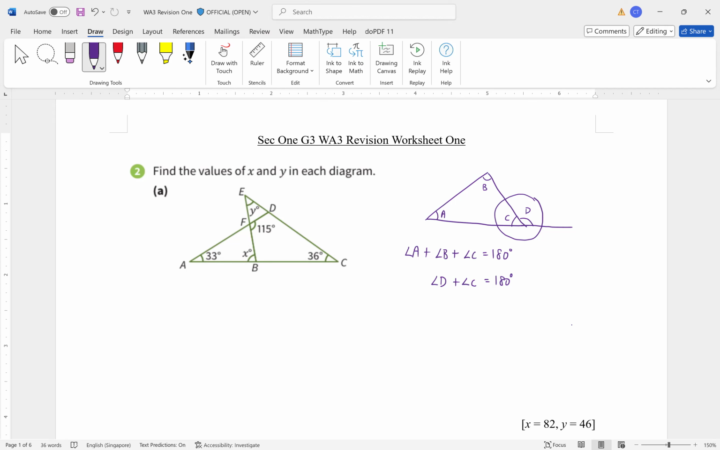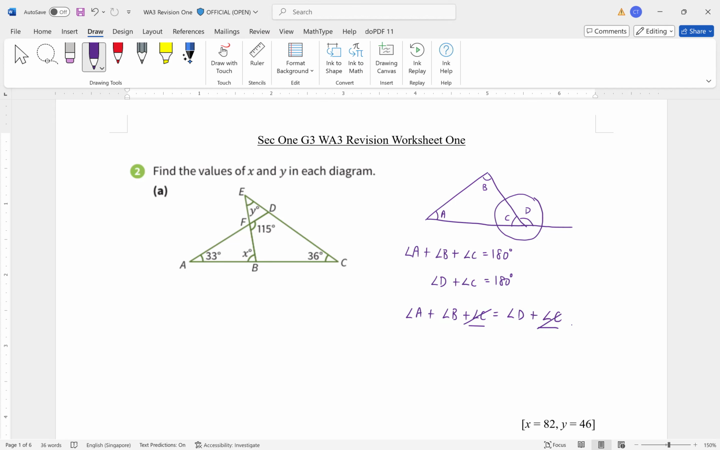So angle A plus B plus C is 180, and angle D plus C is also equal to 180. In other words, angle A plus angle B plus angle C equals angle D plus angle C. You can see that angle C can be found on both sides, here and here. So I can remove it from both sides, and I'll be left with angle A plus angle B equals angle D.